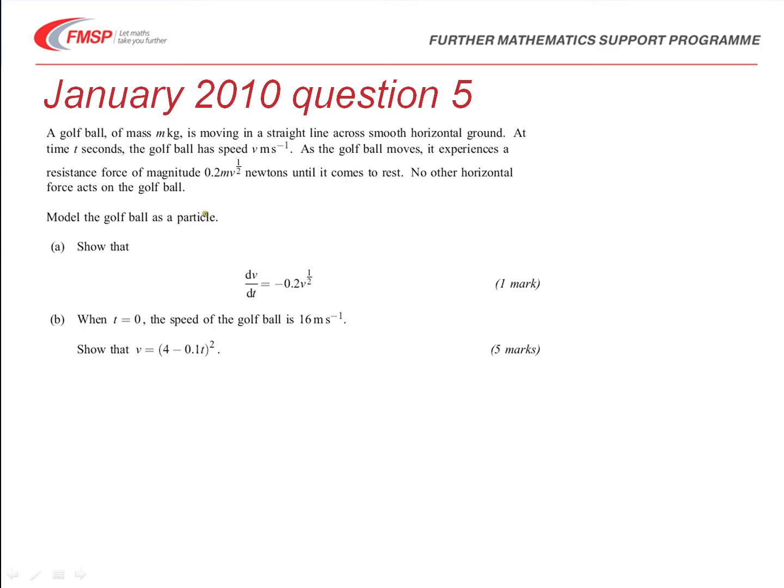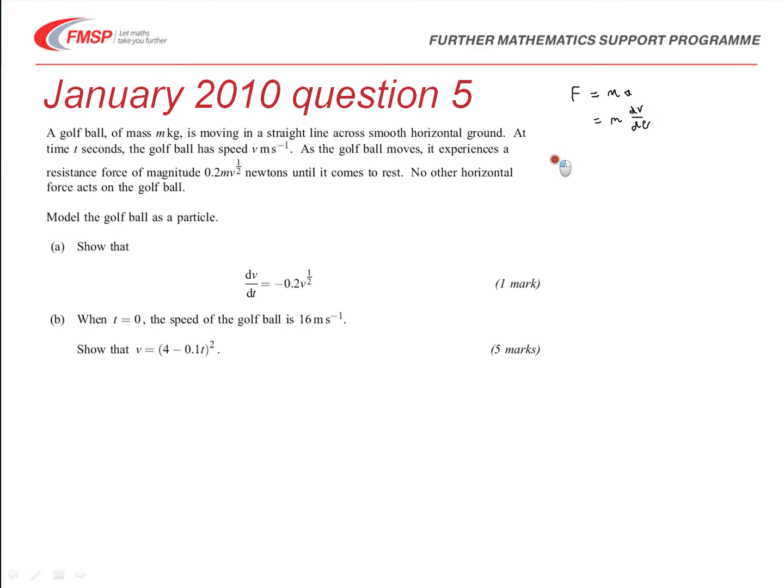It's modelled as a particle, and firstly we've got to show that dv by dt equals minus 0.2 v to the power of a half. Well, for that first part we know that force is equal to mass times acceleration, which can also be written as mass times the differential of velocity, dv by dt.